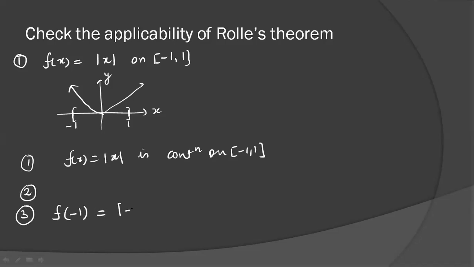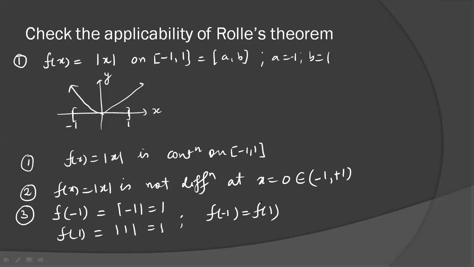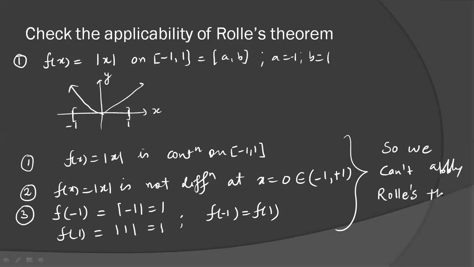f at minus 1 is mod of minus 1, which is 1, and f at 1 is mod of 1, equal to 1. If you compare with the closed interval [a, b], a is equal to minus 1 and b equal to 1. So f(1) and f(-1) both are equal. It means the condition is satisfied. But f(x) equal to |x| is not differentiable at x equal to 0. You can see my lecture 16, where I have discussed the differentiability of the modulus function in detail. And 0 belongs to the open interval (-1, 1). It means this function is not satisfying the conditions for applicability of Rolle's theorem, so we cannot apply Rolle's theorem.